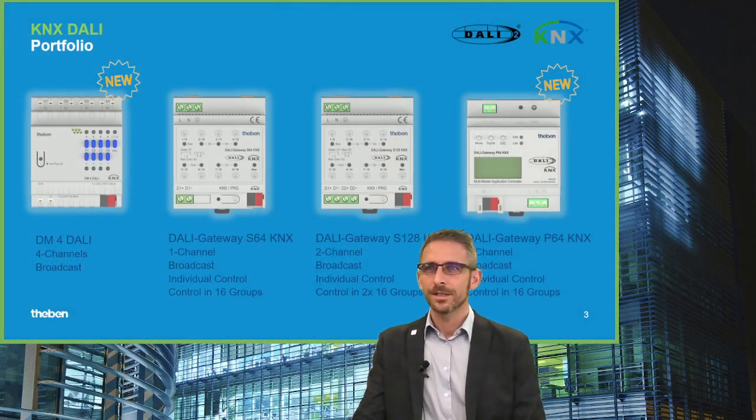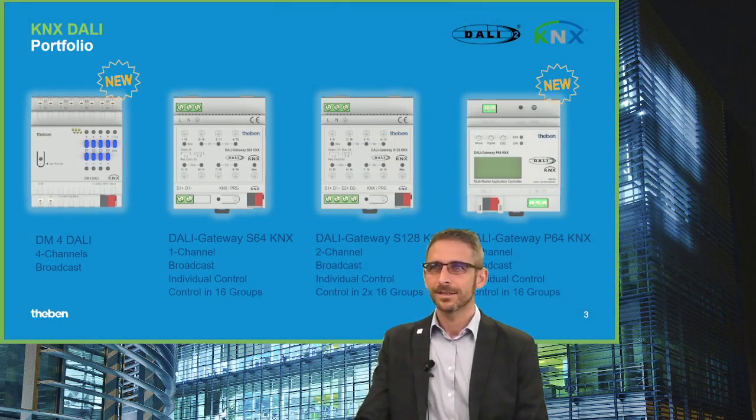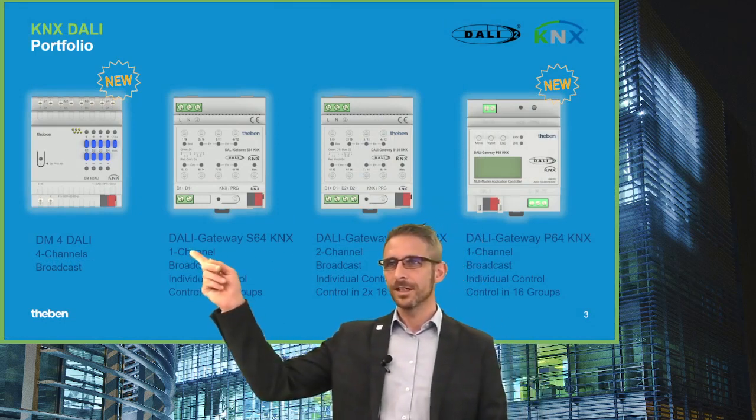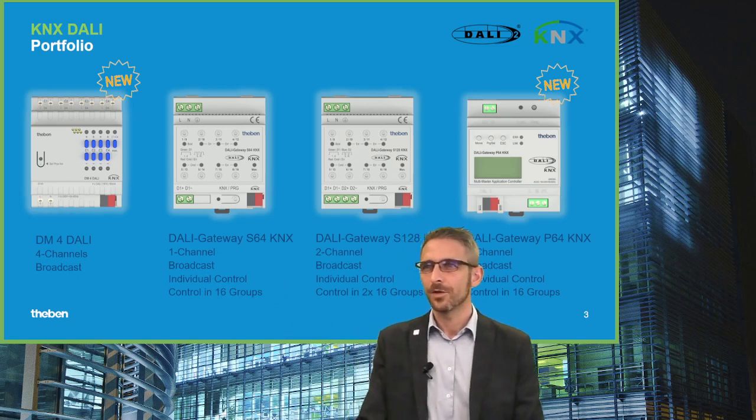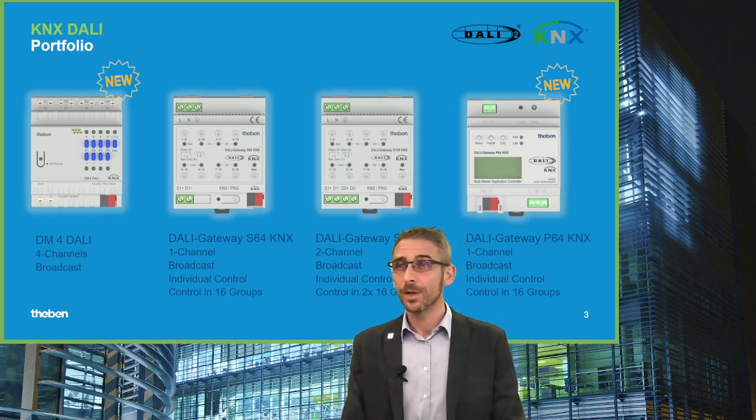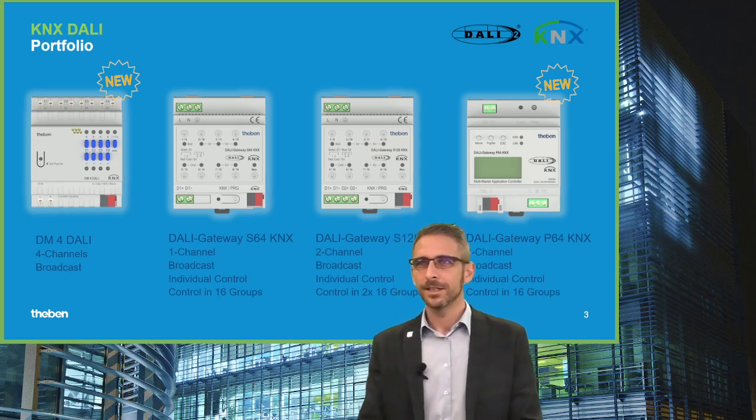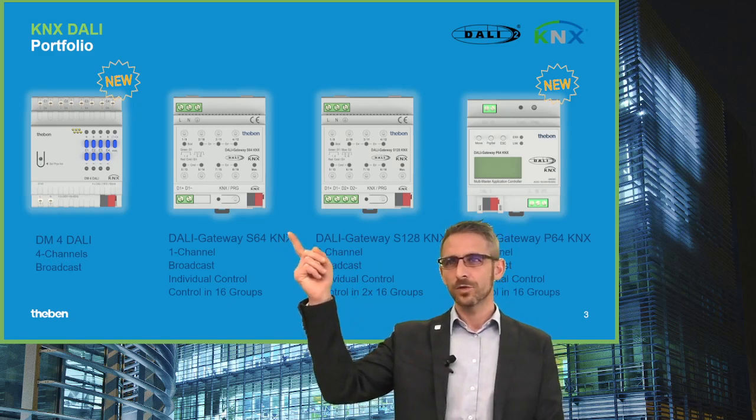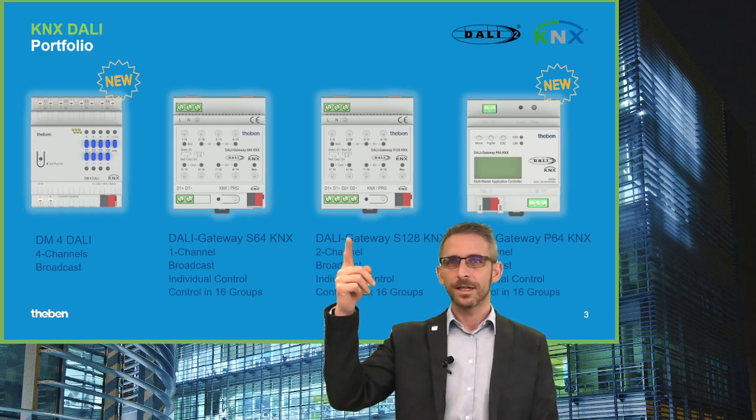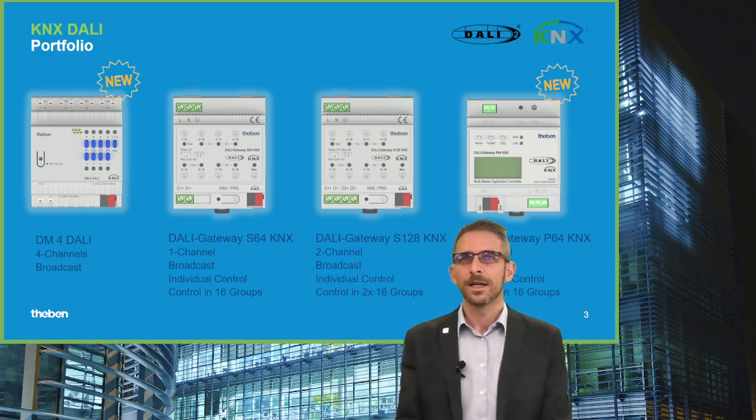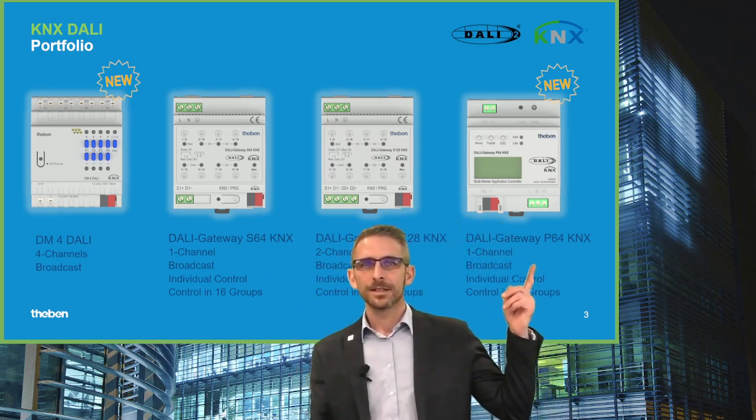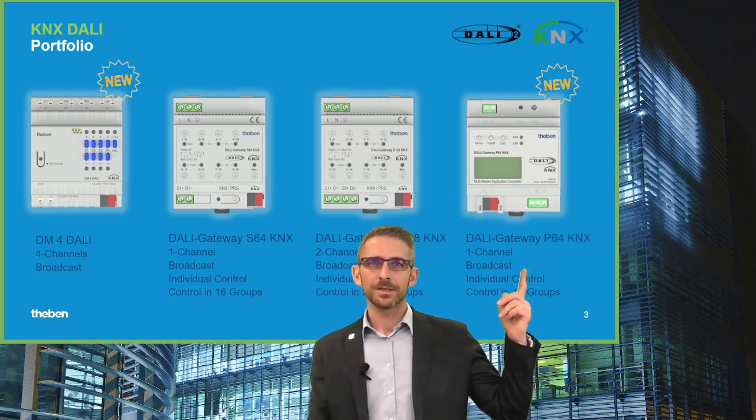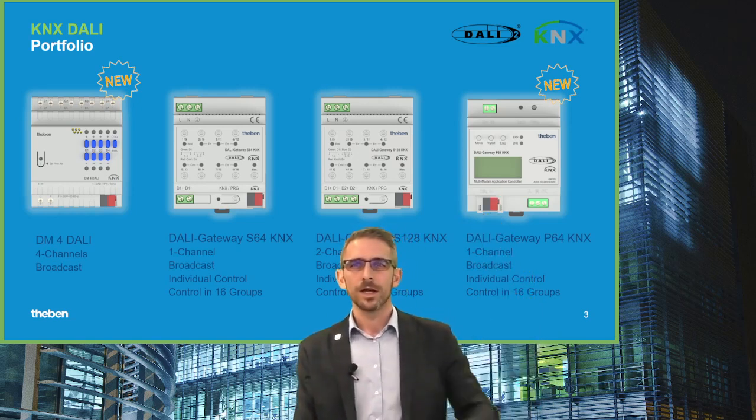So here we can see different devices from our KNX DALI portfolio. On the left you can see a new device which is a 4-channel DALI actuator, the DM4 DALI. And here you can see our standard gateways, which are a single master application controller, 1-channel, 2-channel, DALI Gateway S64 and S128 KNX. And on the right you can see DALI Gateway P64 KNX, which is also a new device.